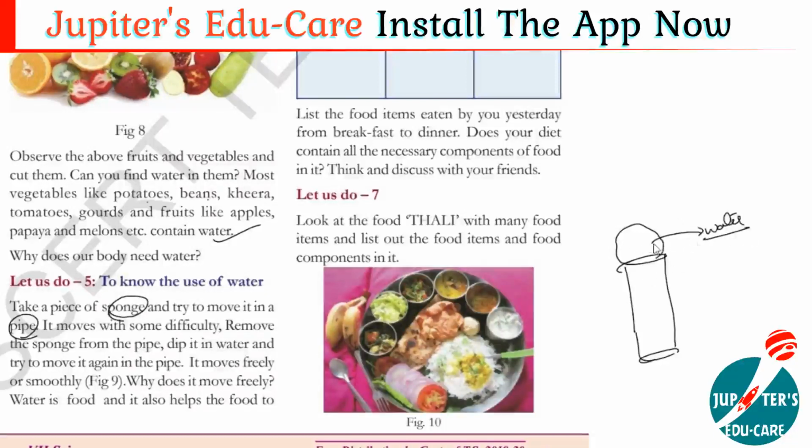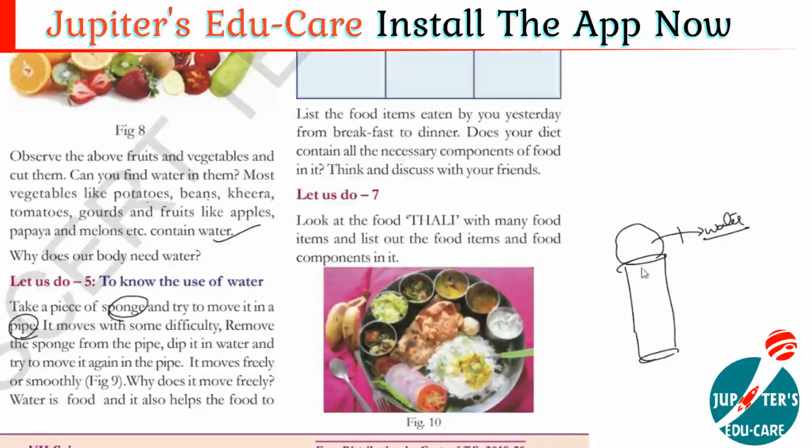Okay, then what happens? It absorbs some water. When we dip this sponge in the water, it absorbs the water. Then if you observe the mass of this sponge, it has somewhat increased. Compared to the first one, the second time the sponge mass will be increased, because along with the sponge, water is also there. So the weight of the sponge, the mass of the sponge, may increase.